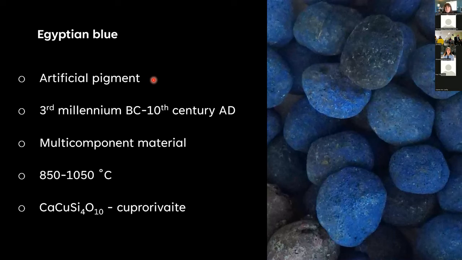This is a multi-component material that is produced by firing a mixture that essentially contains a copper, a silicon, and a calcium-containing compound, together with an alkali flux at high temperatures from 850 to 1050 degrees Celsius. Its primary compound, the one that gives the material its blue color, is a copper-calcium tetrasilicate crystalline phase that is equivalent to the naturally occurring mineral known as cuprorivaite.